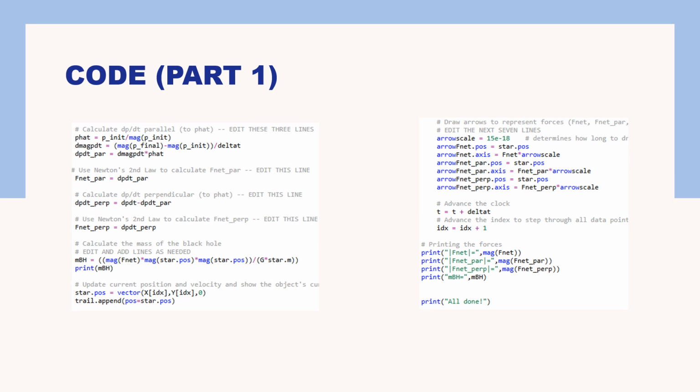The mass of the black hole was calculated using the equation for m2 from earlier, and the value was printed for each loop. The trails and arrows were updated to observe the components, and the time was updated.